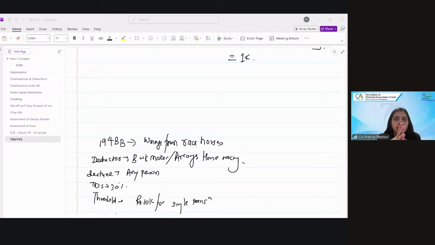Next, 194B, TDS on winnings from crossword puzzles. The rate is 30%, deductor any person, payee any person, threshold 10K for a single transaction. Then 194BA, TDS on online gaming, rate in force 30%, deductor any person, payee any person, timing at the time of withdrawal. At the time of the withdrawal, how will we calculate the net winnings?